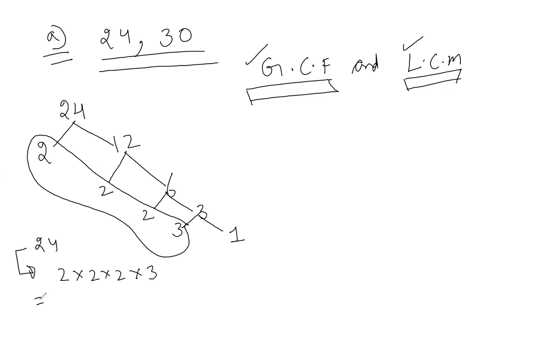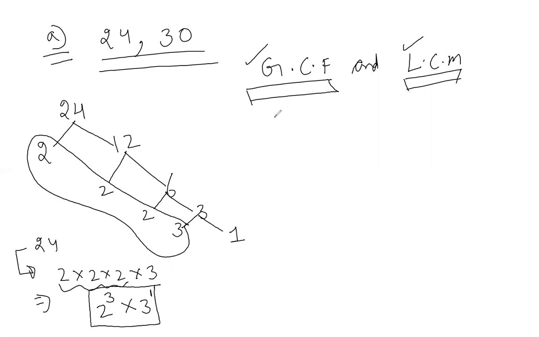And how can we write that into a power form or exponent form? We have three 2's, so write 2 to the power 3, and we have only one 3, so that would be 3 to the power 1. All right, keep that in a box because we have to use that.